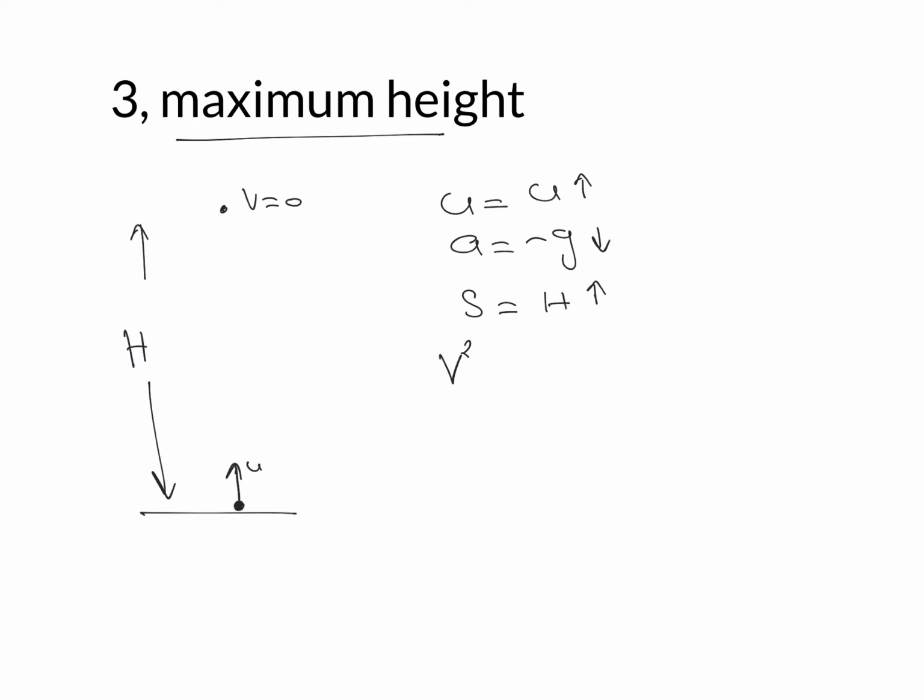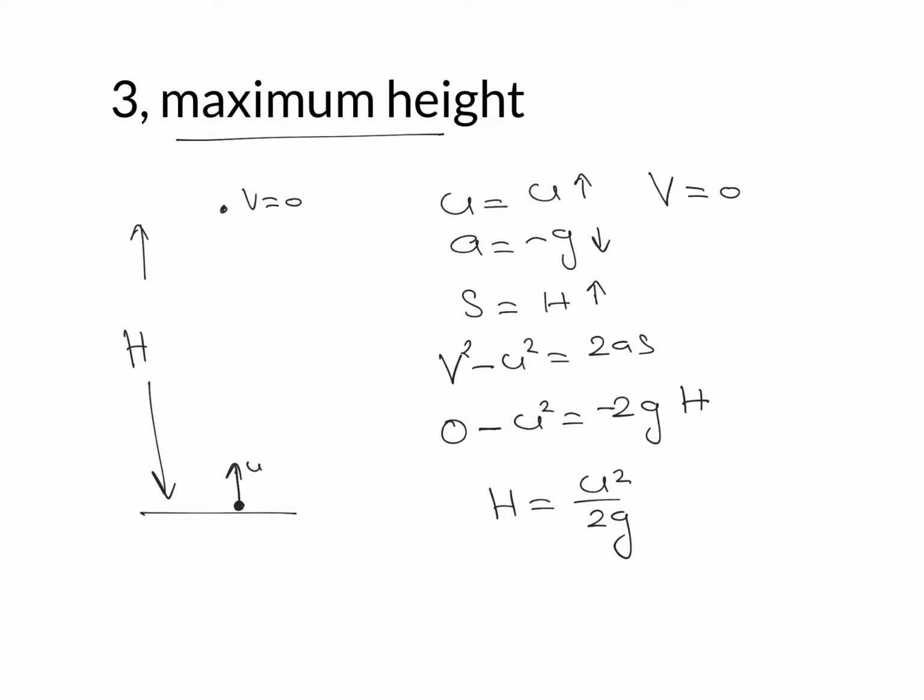So you can use the equation, v square minus u square is equal to 2 into a into s. Over here at the maximum height its velocity is equal to 0. So you can write v square is 0, minus u square is equal to 2 into minus g into h. So you can write the value of h is equal to u square divided by 2g. So we'll use this equation for the calculation of maximum height.